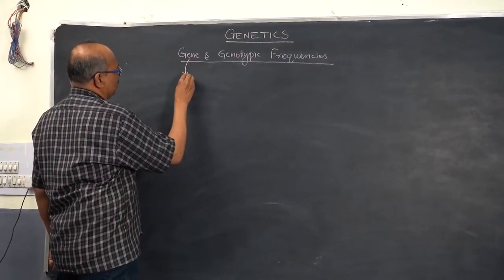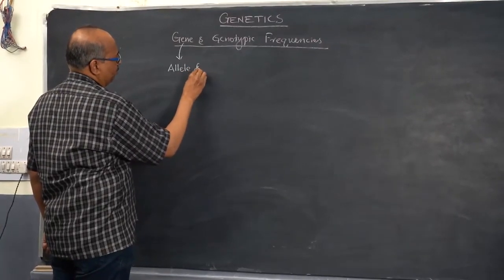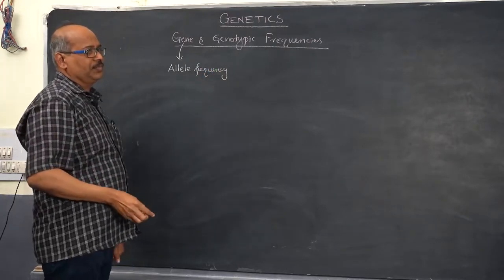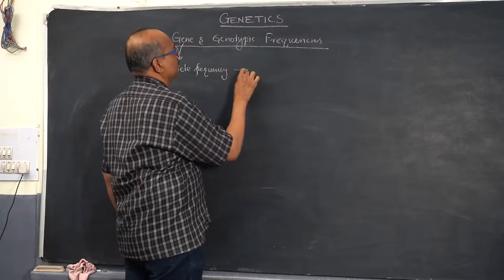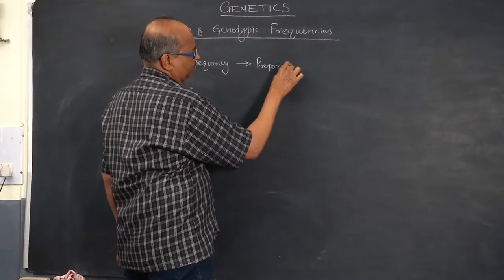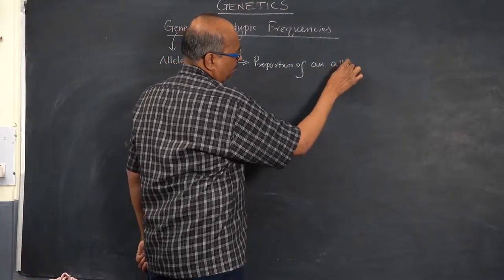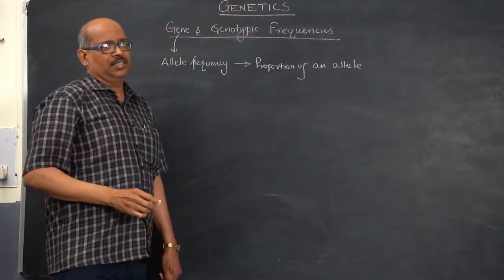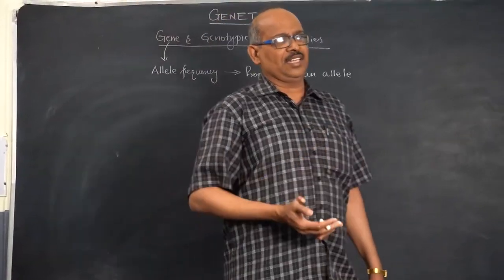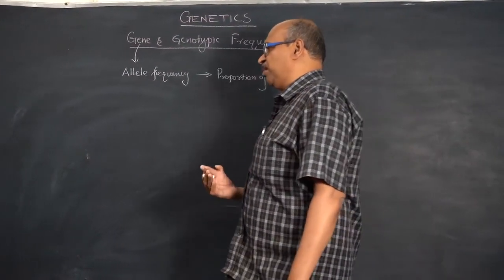The gene frequency is called allele frequency, which means the proportion of an allele in a given population. That is, the number of individuals having that allele divided by the total number of individuals.